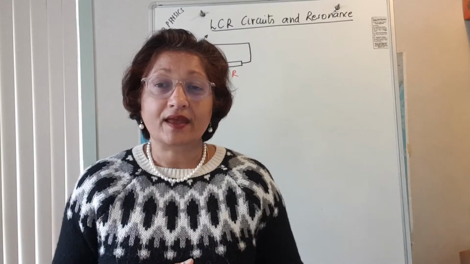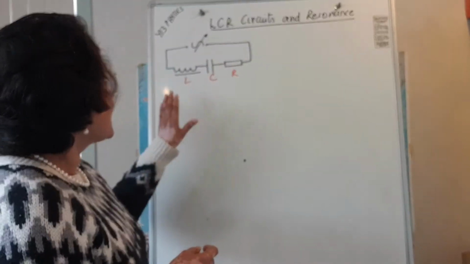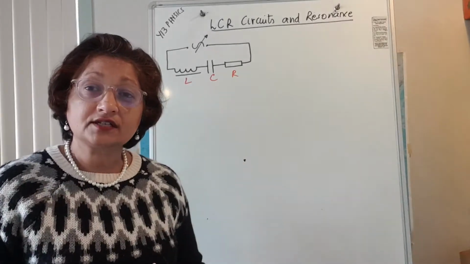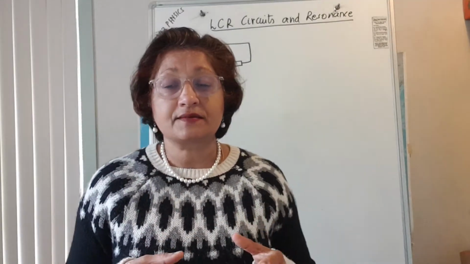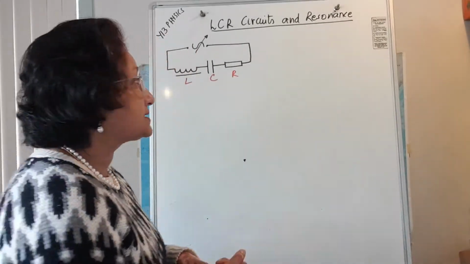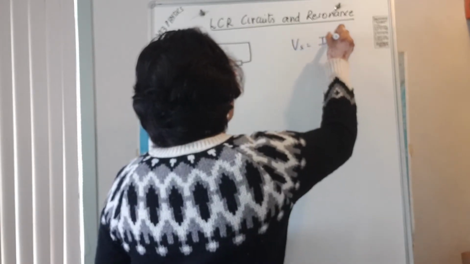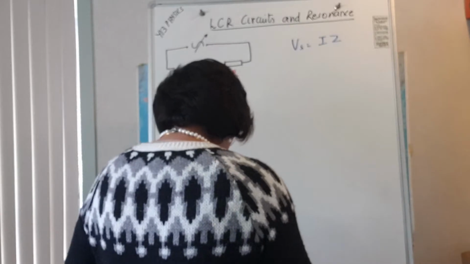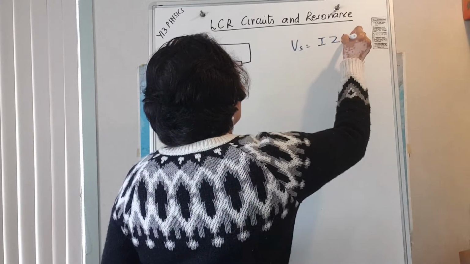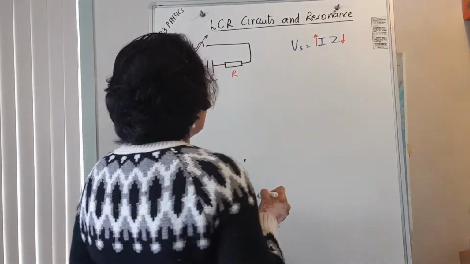Resonance occurs when the current in an LCR circuit, or a circuit which contains an inductor, a capacitor, and a resistor, is a maximum. So for the current to be a maximum, we want the impedance to be a minimum. And why do you want that to happen? Because your circuit current is related to the supply voltage and the impedance. So if your supply voltage is the same, then if your impedance becomes very low, then your current is going to become very high.